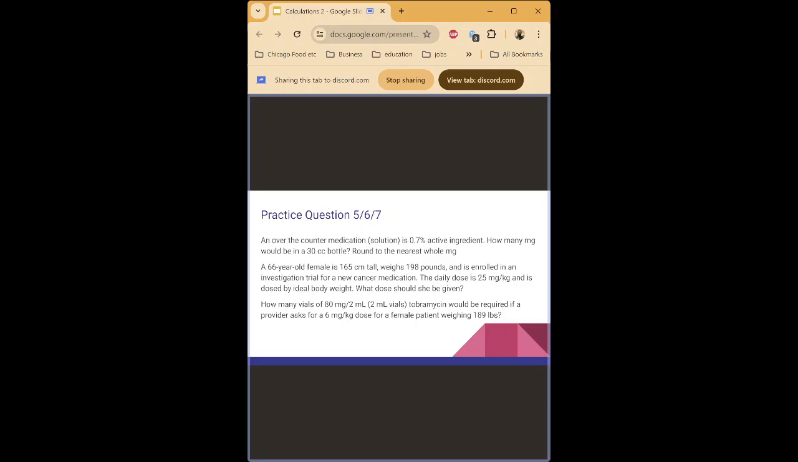Practice question 7 is going to be: How many vials of 80 mg per 2 ml tobramycin would be required if a provider asked for a 6 mg per kg dose for a female patient weighing 189 pounds?